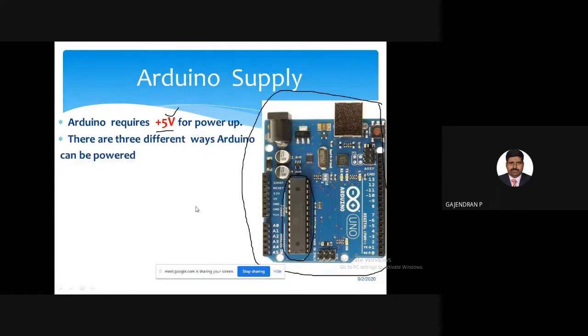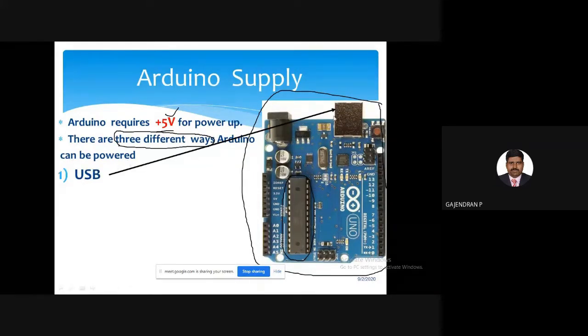I have 3 different ways to power my Arduino board. What are the 3 ways? Point number 1, USB. Where is it available? See, this is my USB port, and this is our Arduino.